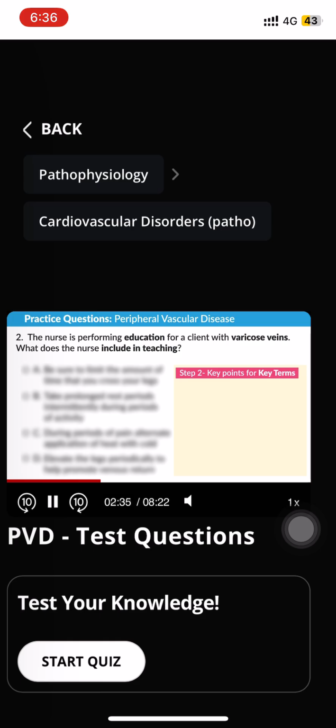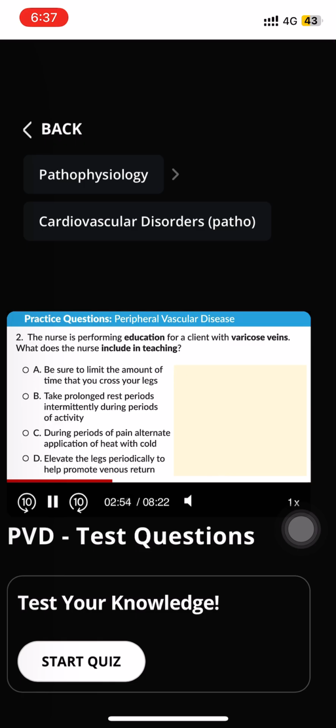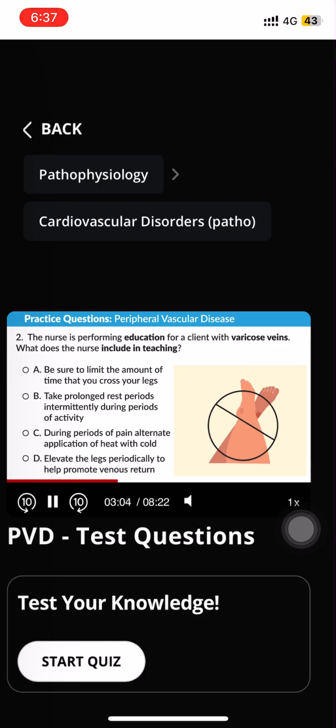Now, number 2, you always think of a few things you know about those key terms. So for varicose vein education, we want to lose weight, avoid crossing legs, and elevate the legs with those varicose veins in PVD. Just remember the V's. So let's look at our options here. Option A, be sure to limit the amount of time that you cross your legs. Now, this was really tricky, but it's incorrect. We should not limit the time. We should avoid it altogether. So not a limited amount of time, but avoiding it.